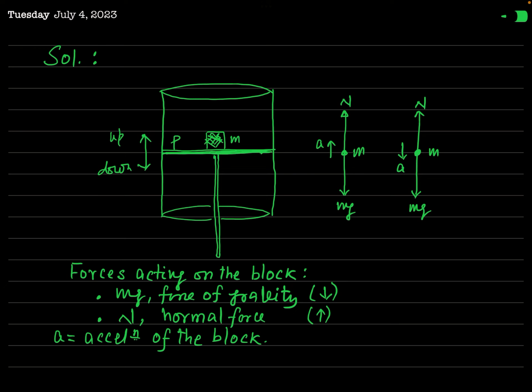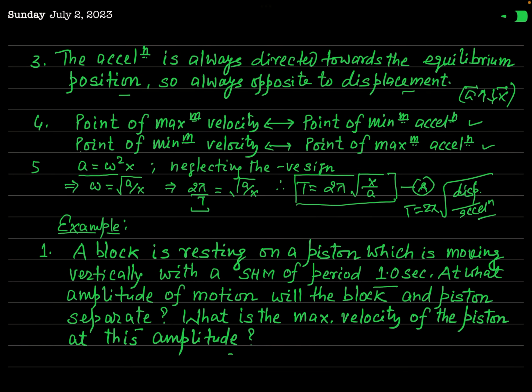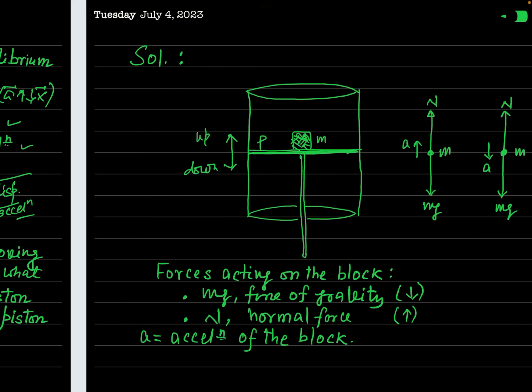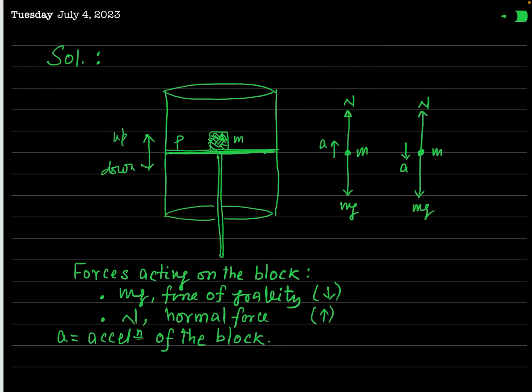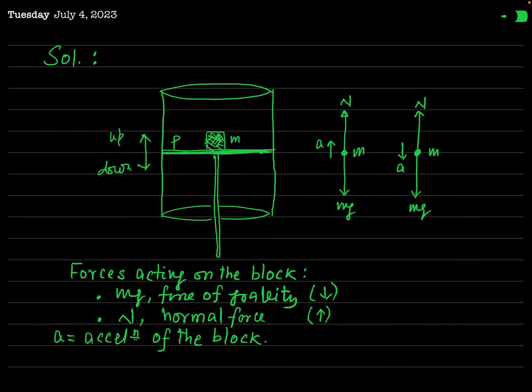And as the block is lying on the piston, along with the piston, this block will also execute simple harmonic motion. The problem says, what will be the amplitude of the motion of the block so that the block and piston will separate? What will be the amplitude of simple harmonic motion so that the block will separate from the piston?